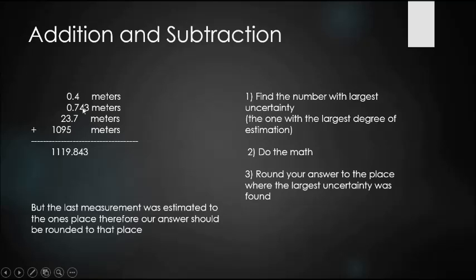So, imaginary problem, if you had a bunch of different distances you were adding up. So, 0.4, 0.743, 23.7, and 1,095 meters. Now, the person who took this measurement has a long ways to go, so they probably used a different tool than these others. So it was estimating this last place.